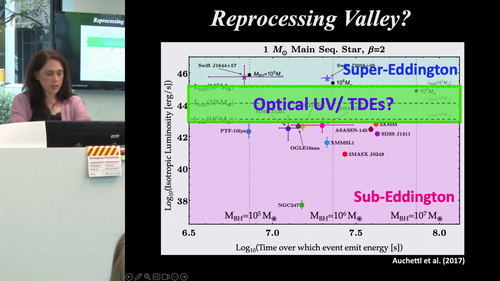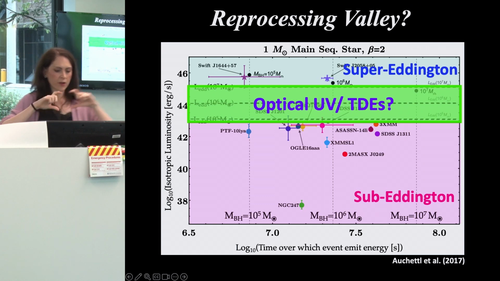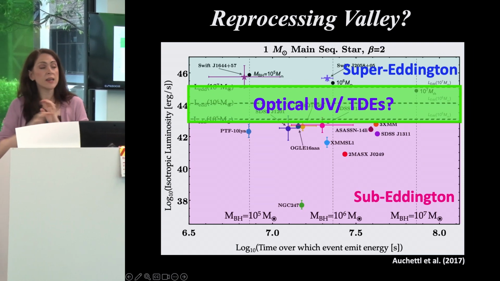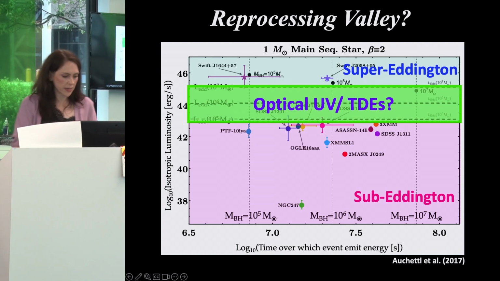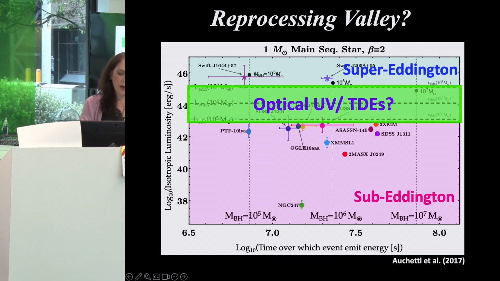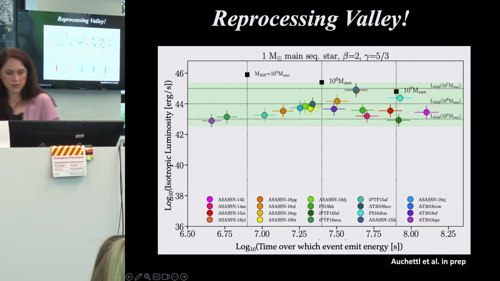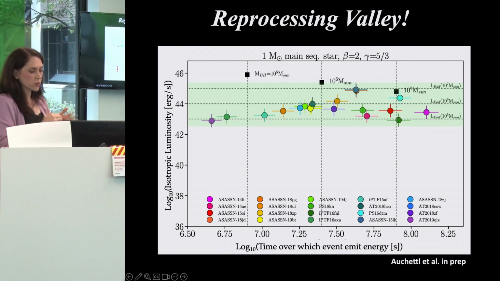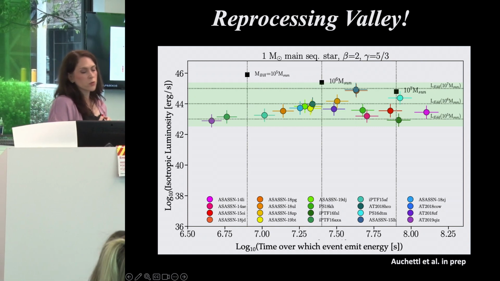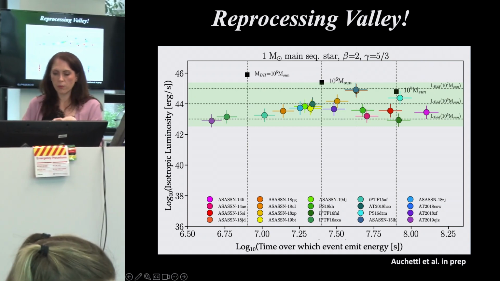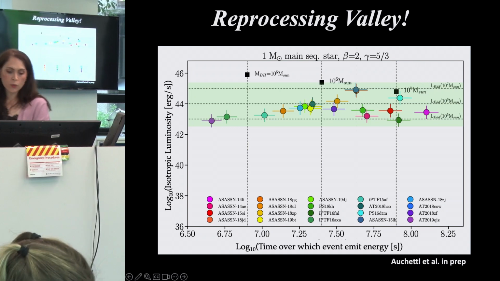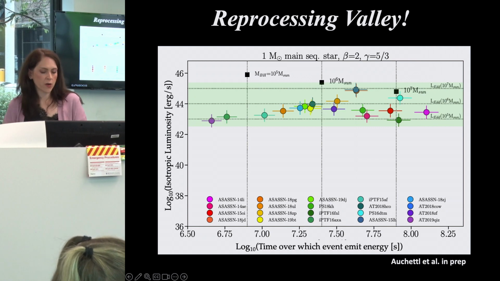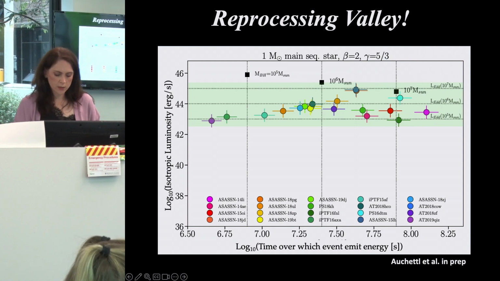What this result seems to suggest or predict is that there should be events that naturally populate what we call a reprocessing valley. So do the optical UV TDEs that don't produce observable X-rays fall into this gap here? In our sample, we can plot this, and we find that this is the case. When we look at a sample of TDEs that emit only in optical UV, they have luminosities and densities which naturally populate this reprocessing valley, which suggests that the environment around a TDE leads to the diversity of observational characteristics of the events in optical UV or X-rays.